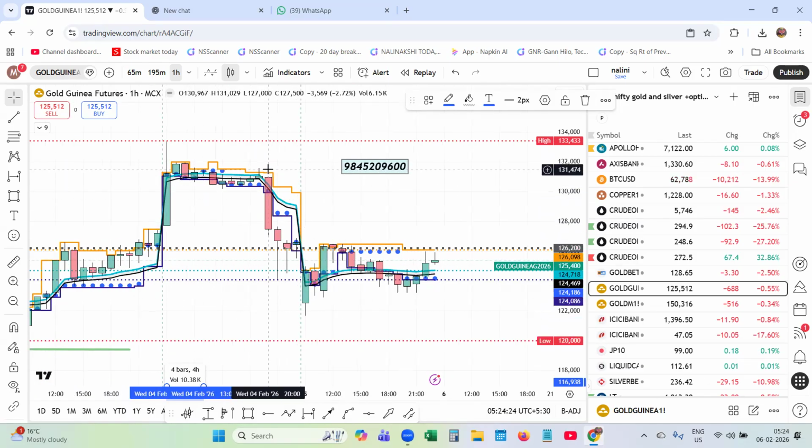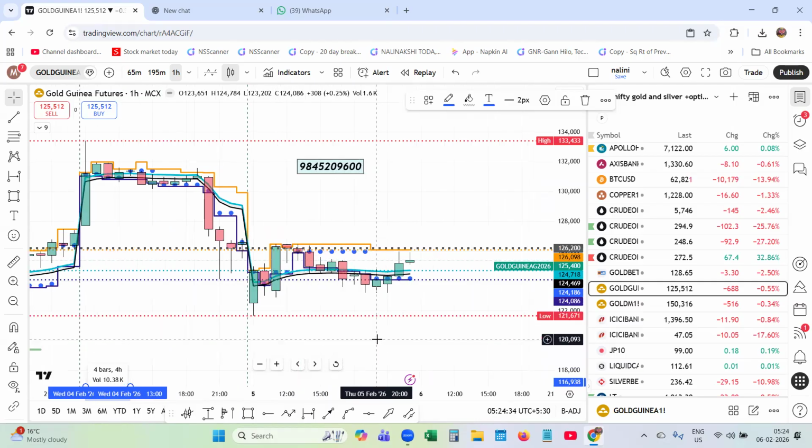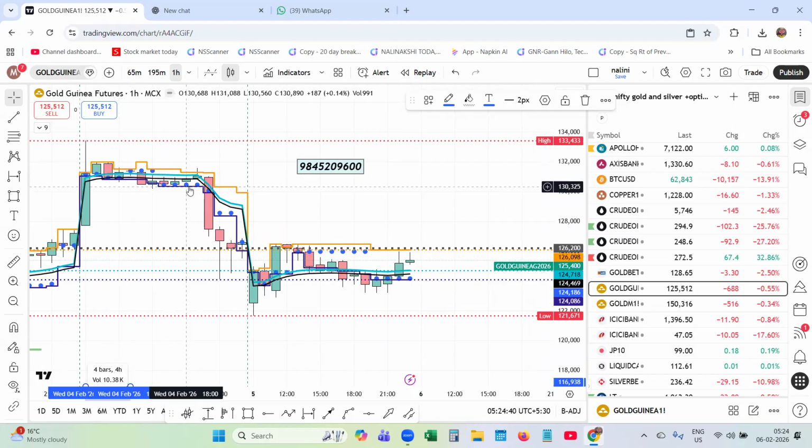Finally, it was a drop. You can see around 7 p.m. When the market goes sideways, friends, that is not a simple rotation. It is an energy building area by the smart money. Smart money makes you rotate. Retailers jump from sell to buy, buy to sell. In this process, they forget what is happening in the market.